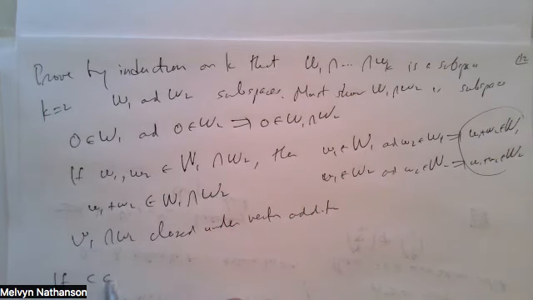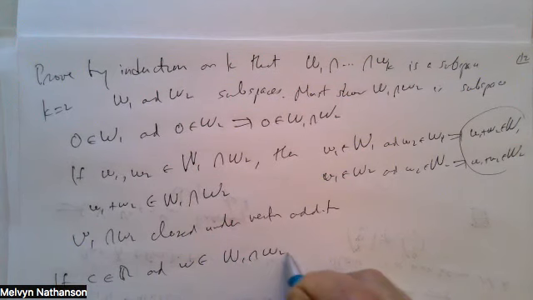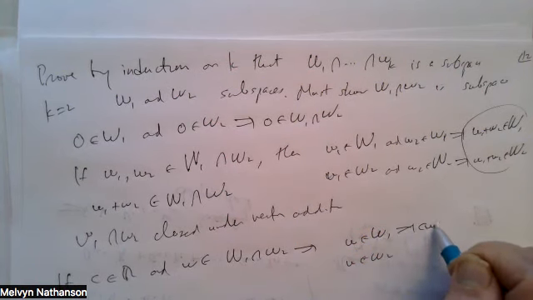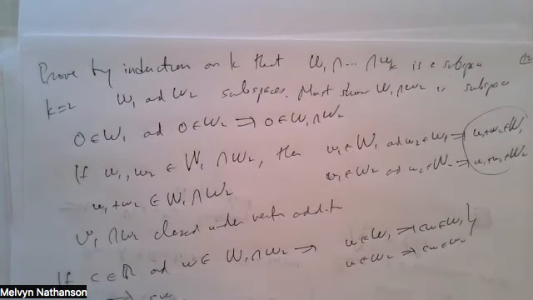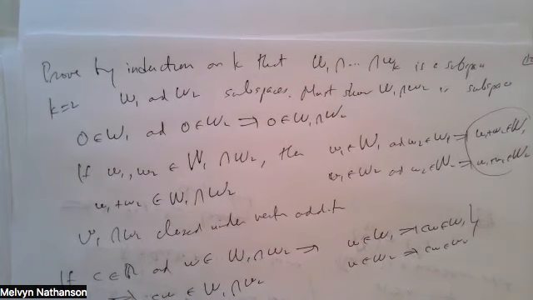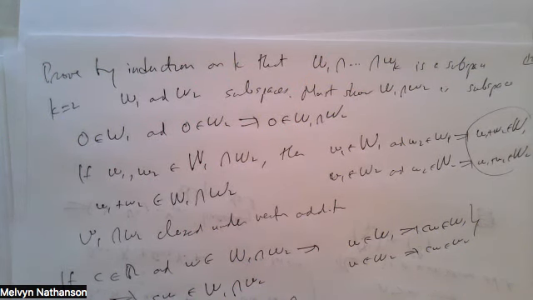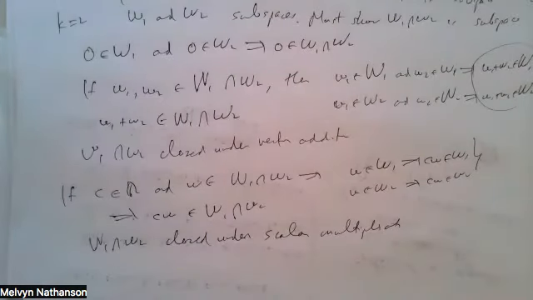Similarly, if c is a scalar and w is a vector in W1 intersect W2, then w is in W1 and w is in W2, which means cw is in W1 and cw is in W2. And you put that all together and you get cw is in W1 intersect W2. So W1 intersect W2 is closed under scalar multiplication. So this intersection of two subspaces contains the 0 vector, is closed under vector addition, is closed under scalar multiplication, therefore it's a subspace.